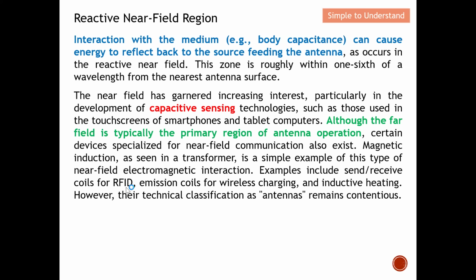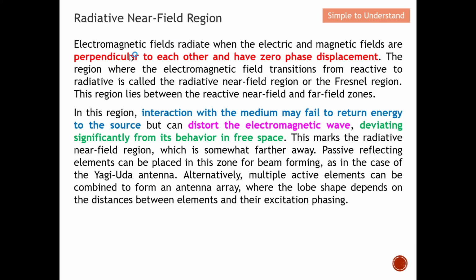Once you do wireless power transfer, for example wireless ID, or the emission coil for wireless charging, and also inductive heating, this is how we can heat up water without really touching each other. However, their technical classification as antennas remains contentious. The electromagnetic field radiates when the electric and magnetic fields are perpendicular to each other, and have zero phase displacement.